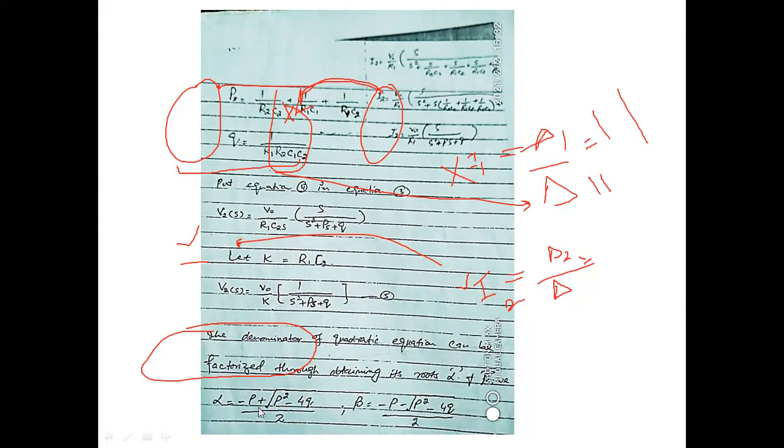Alpha will be equal to minus p plus the square root of p square minus 4q, over 2. This comes from the general quadratic formula: minus b plus or minus the square root of b square minus 4ac, over 2a. So alpha is the positive term and beta will be the negative. Beta is equal to minus p minus the square root of p square minus 4q, over 2.